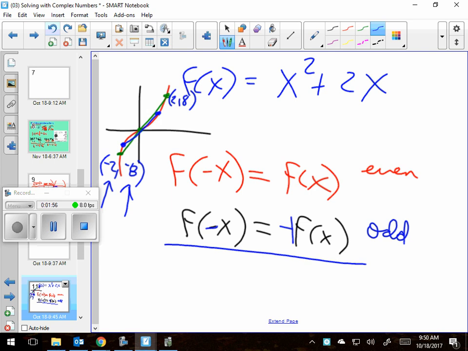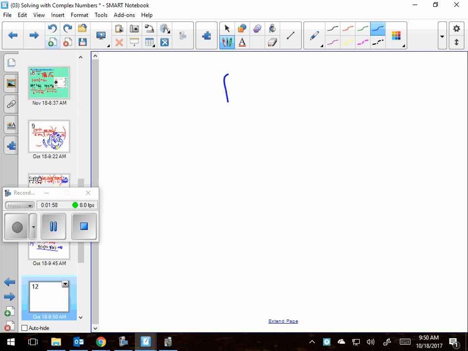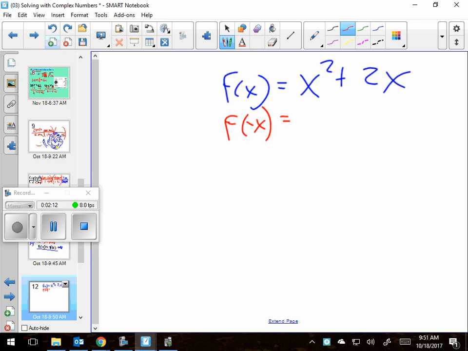All right, let's prove that x squared plus 2x is either odd or even or neither one. Do you remember we start with that and then we stick in, what was it again? Negative x. Go ahead and do that. Stick negative x in. And then the proof just keeps flowing down the page, and then the first thing you should check is whether it's even.